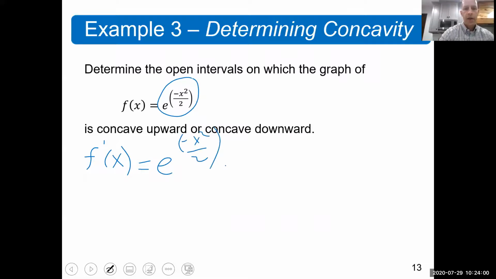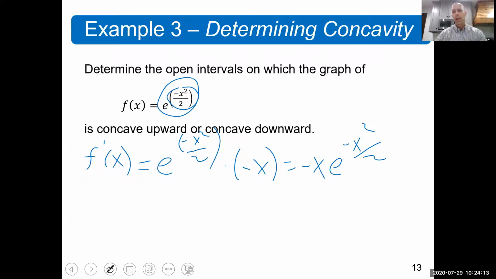And then you have to do the chain rule. So then you have to do the derivative of the top thing. Well, the derivative of the top thing turns out to be negative x. In other words, this derivative is negative x e to the negative x squared over 2. So that's your first derivative.